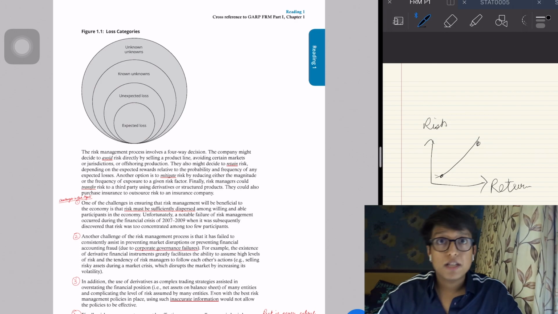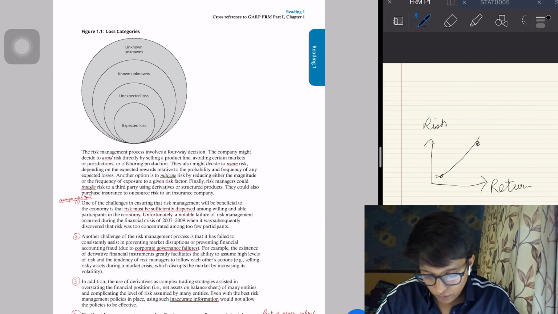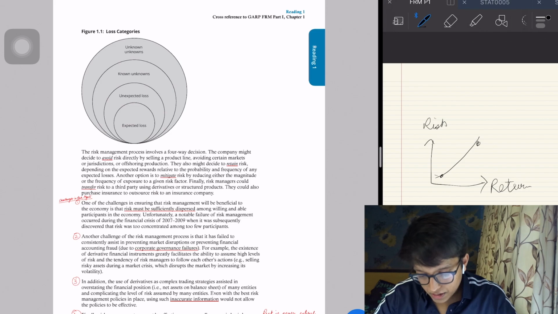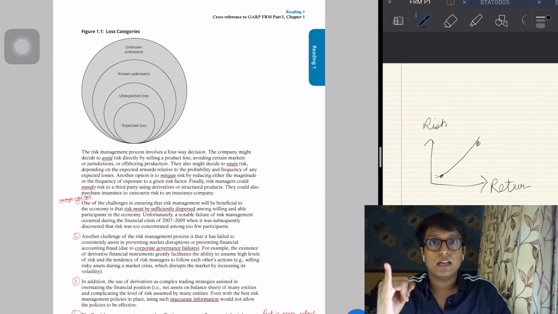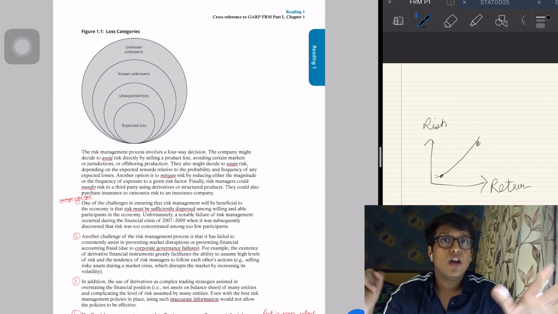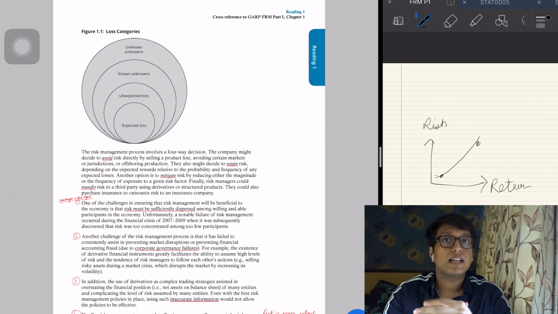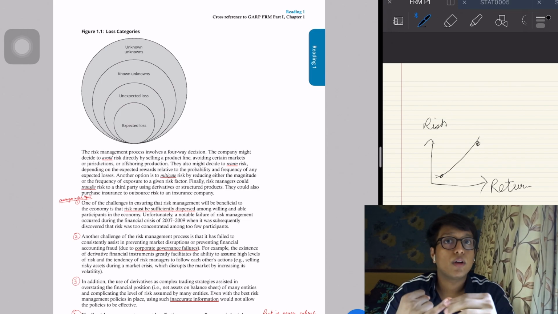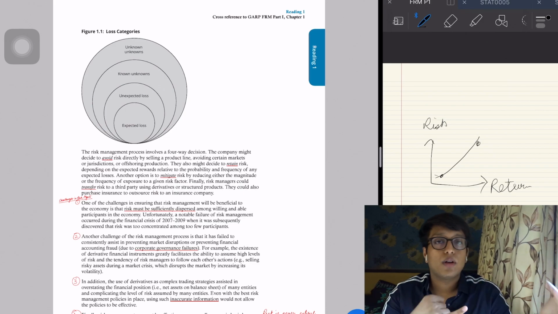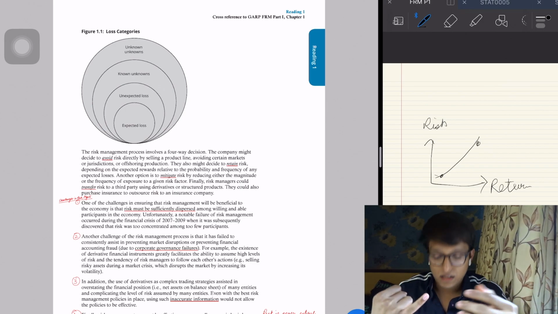So now the risk management process, as it says, involves a four-way decision, which is you can either avoid the risk entirely, you don't enter that line of business, or you don't take up that investment. But that is not ideal. You won't get that return if you don't take any risk. Like Warren Buffett said, the biggest risk is not taking any risk.